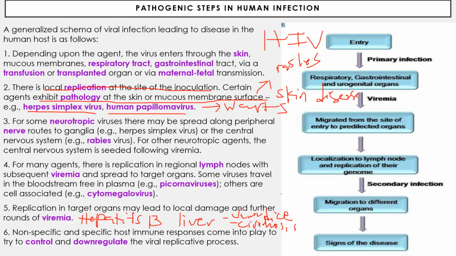To give you a better explanation, class, the virus would enter the human causing a primary infection. It could target the respiratory, gastrointestinal, or urogenital organs. Then it would lead to viremia. Viremia is the presence of virus in the blood. From the site of entry, it would now go to the organs and to the nerves. Then it would replicate or localize in the lymph nodes, leading to a secondary infection, wherein it would start migrating to different organs, leading to the development of the signs of diseases.